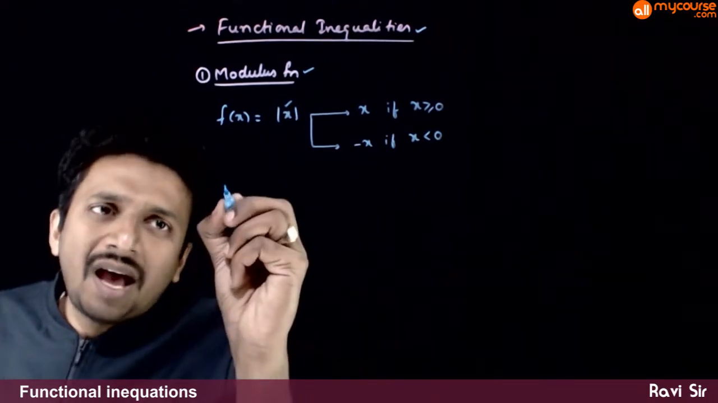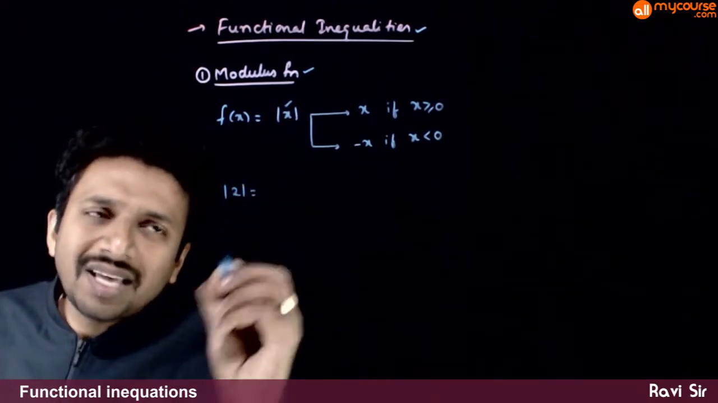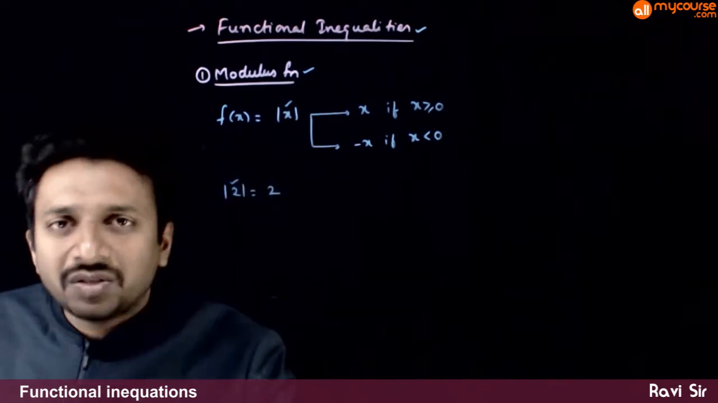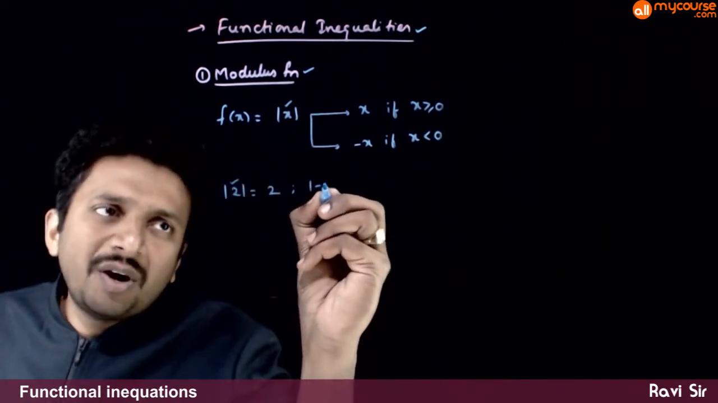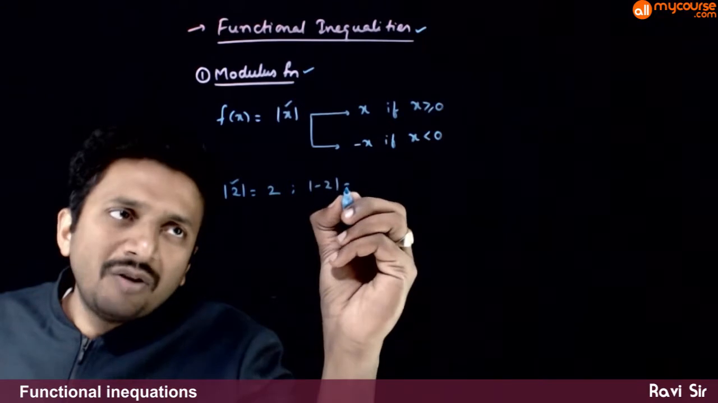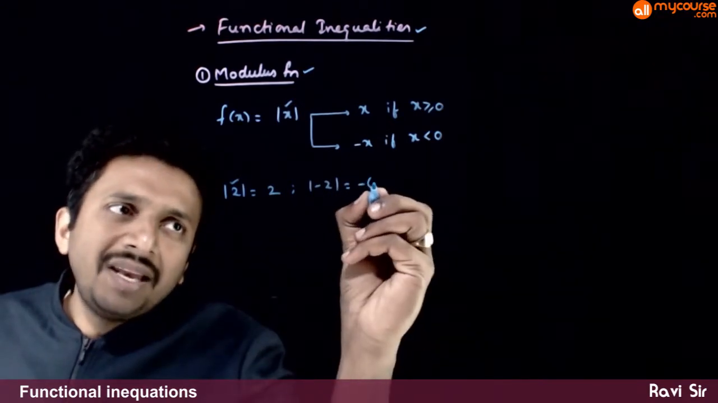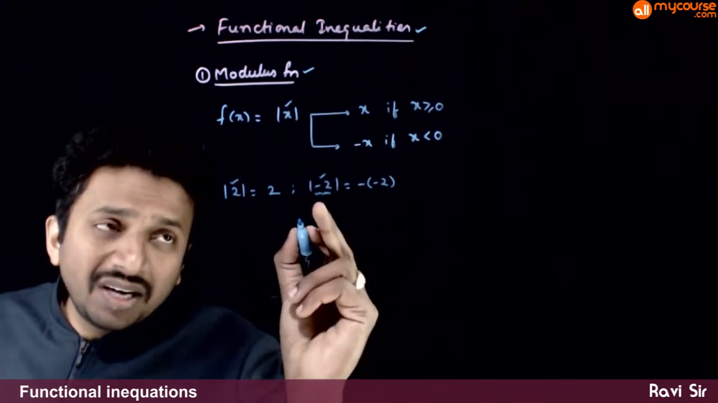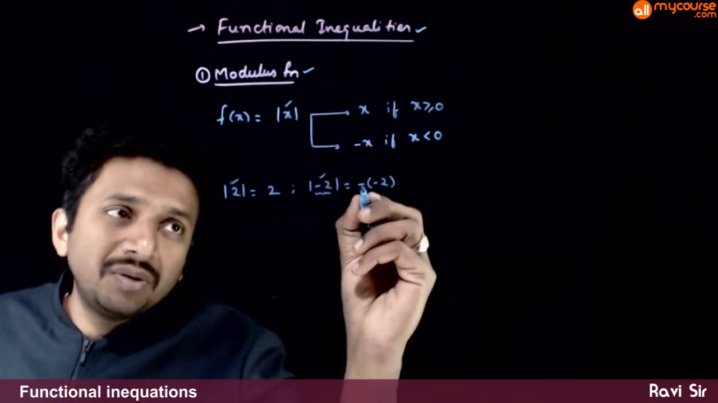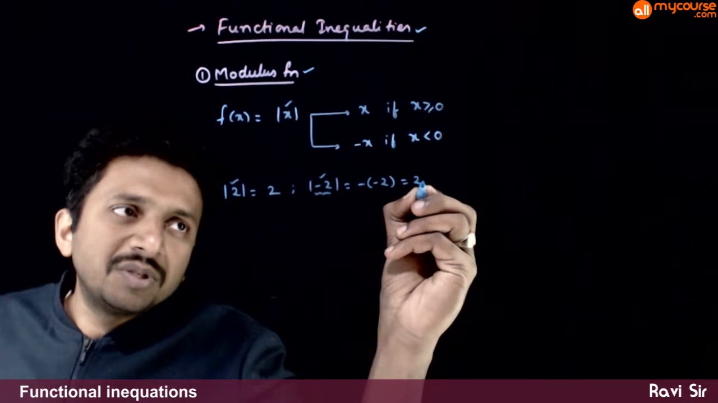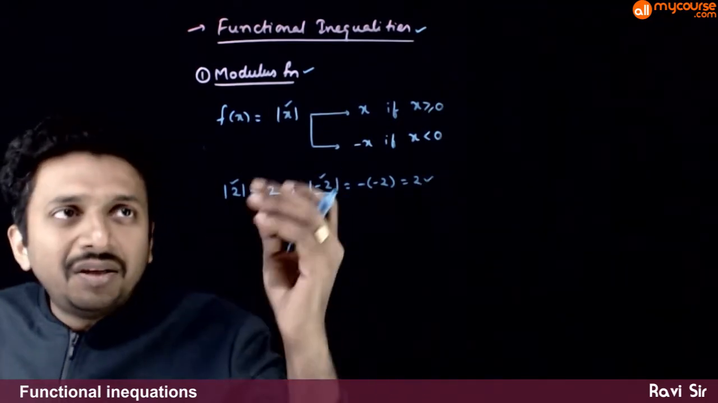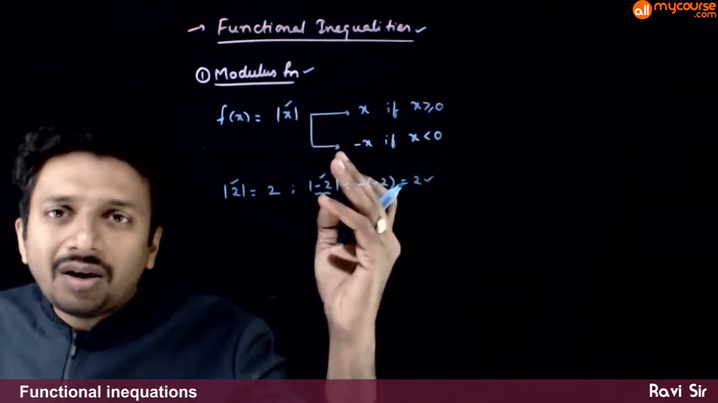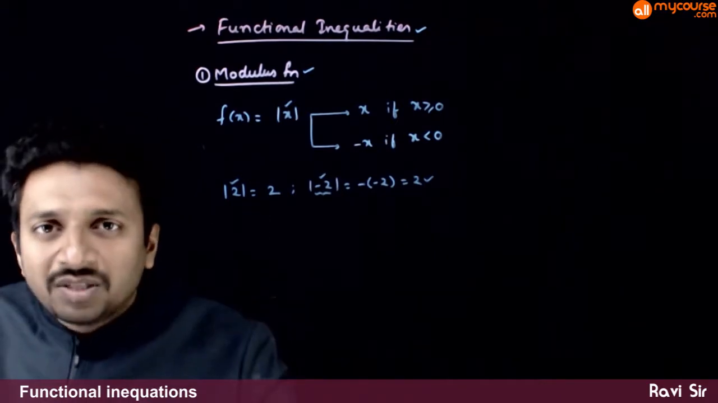That is, if you have mod of 2, this is exactly equal to 2 because 2 is positive. What is mod of minus 2? Mod of minus 2 is equal to minus of minus 2. Because this minus 2 is negative, you add one more minus to it. So minus of minus 2 becomes 2. So effectively, whether x is positive or negative, the output will always be positive.